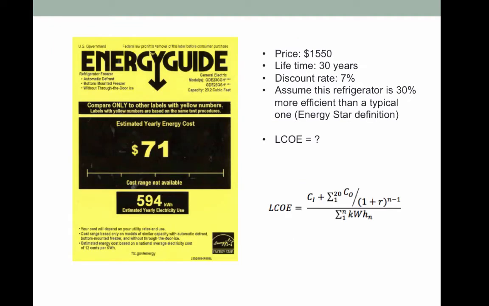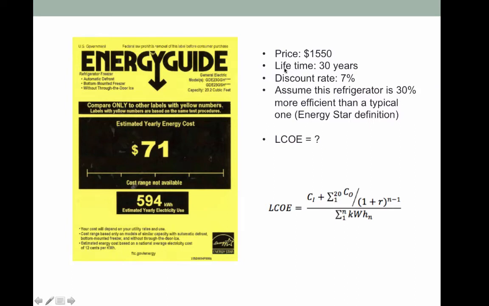Now let's use the refrigerator case to demonstrate how to calculate LCOE for energy efficiency. So this refrigerator is an Energy Star refrigerator. The estimated annual electricity consumption is 594 kilowatt hours. Based on the estimation that the electricity rate is about 12 cents per kilowatt hour, the estimated yearly energy cost for this refrigerator is about $71.